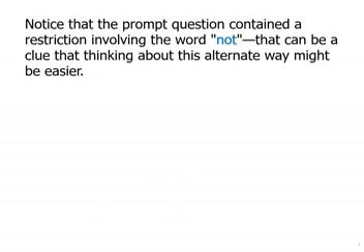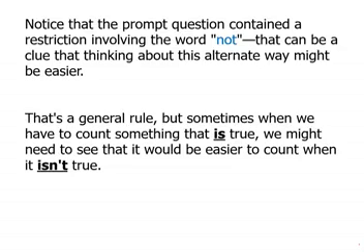Notice that the prompt question contained a restriction involving the word not. That can be a clue that thinking about this alternate way might be true. If they want to know the number of orders in which such and such is not true, it might be easier to count the ways in which it is true. Now that's a general rule, but sometimes when we have to count something that is true, we might need to see that it would be easier to count it when it isn't true.